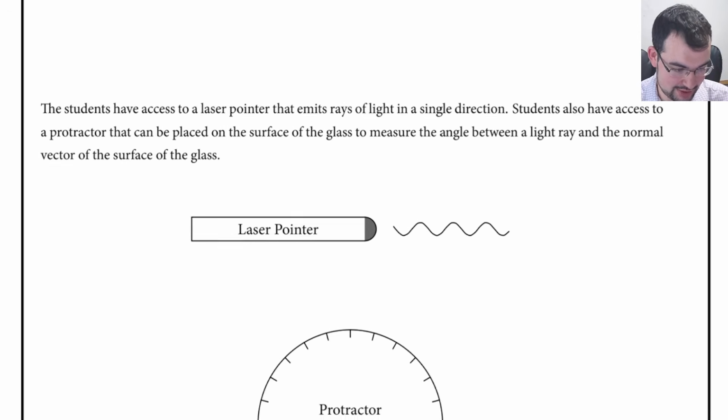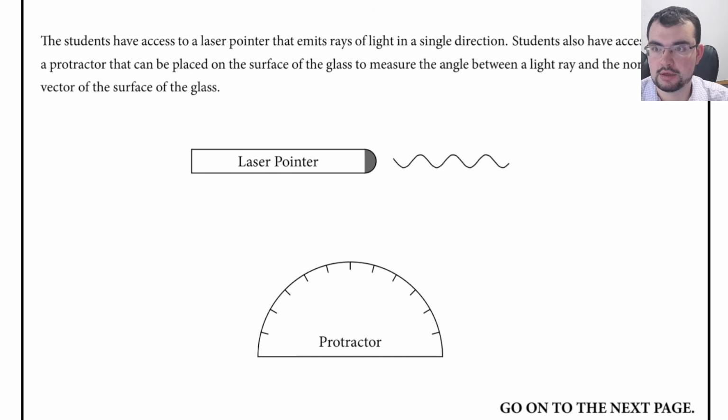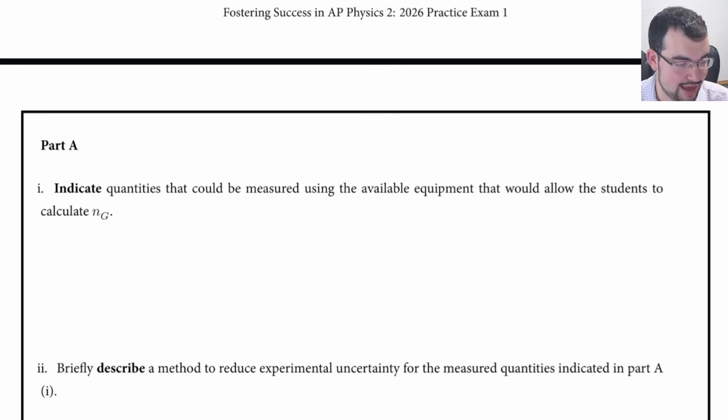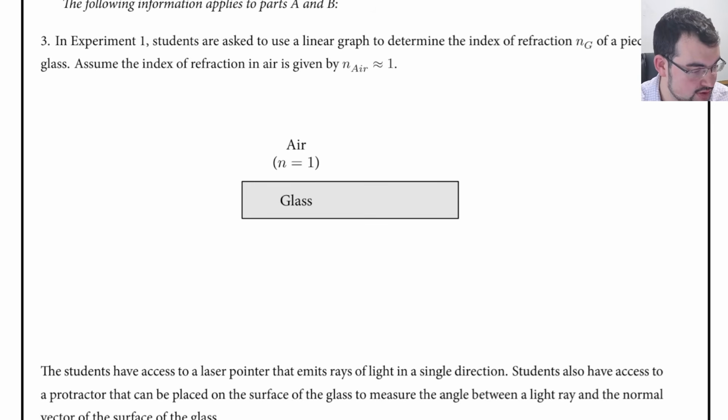Students have access to a laser pointer that emits monochromatic light in a single direction, and we have a protractor. Okay, well, a laser pointer is just an apparatus. You can't measure anything with a laser pointer. So remember, part A of this lab is what can you measure? And of course, it's going to be at least 2 things. A laser pointer is a device, so you don't actually have to write a procedure. But again, this is just our classic Snell's law lab.